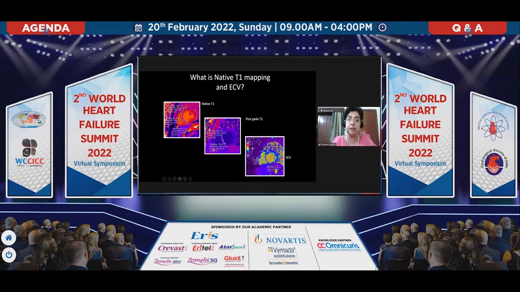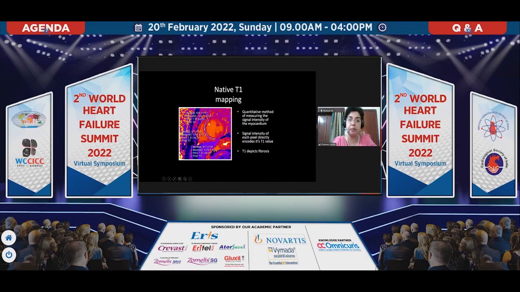So what is the difference between the two? Native T1 mapping indicates that we have not given contrast, whereas a post-gadolinium T1 mapping is very similar, except that it is after injecting gadolinium. And ECV is a ratio which is derived from an equation which contains both the T1 map as well as the post-gado T1 map. So how do we interpret the T1 map? I'm not going into how it is acquired, etc. But what is the practical use of this T1 map?